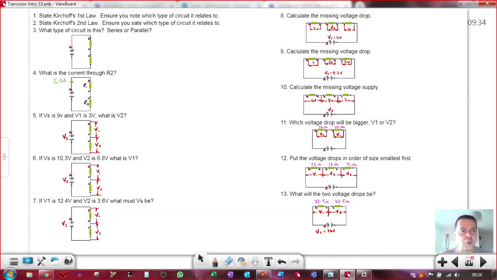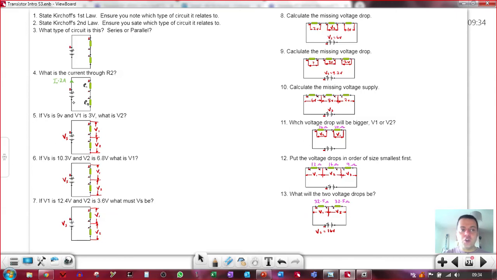And then state Kirchhoff's second law. Ensure you state which type of circuit it relates to. So Kirchhoff's second law is his voltage law in series circuits. All the voltages in a series circuit add up to the supply voltage, or all the voltages in a loop sum to zero, something like that. Right, okay. What type of circuit is that? That's a series circuit, there are no nodes in it.